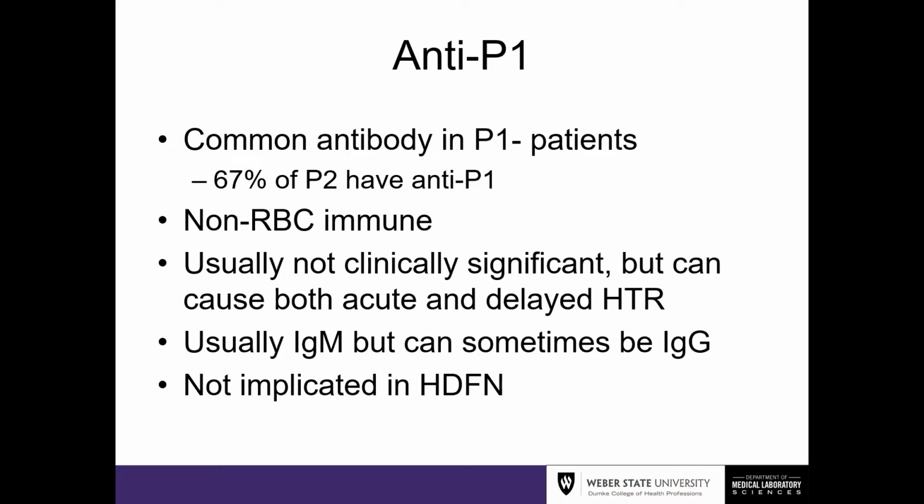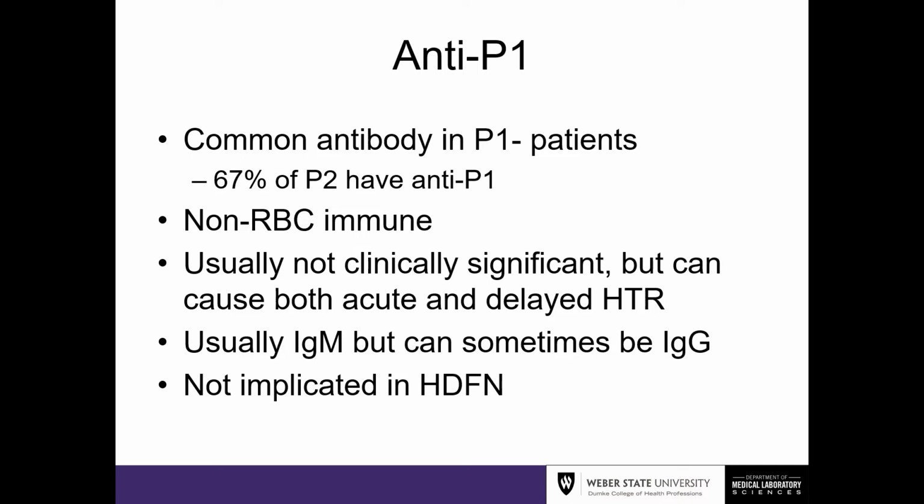Hey everyone, it's Katie, and we're going to talk about some antibodies that you might encounter in the P1Pk and globocyte systems. First up is anti-P1. Anti-P1 is a common antibody in P1 negative patients. About 67% of P2 patients have an anti-P1 antibody. This antibody is naturally occurring and non-red blood cell immune.